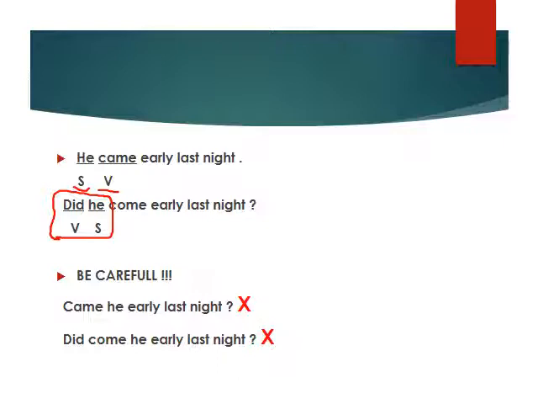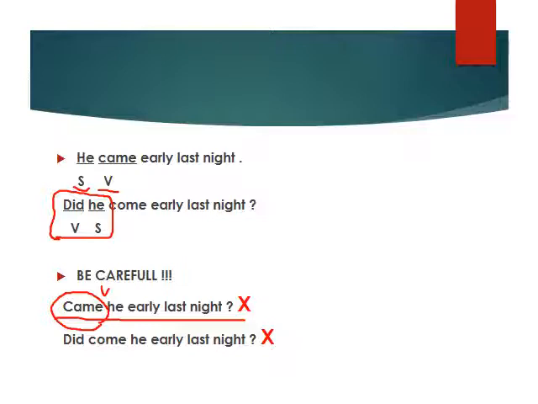Regarding this sentence, you should pay attention to two things. The first one: to form this sentence into a question, we need a helping verb. So we cannot invert the sentence like this: came he early last night? We cannot put the main verb came before the subject he. This is wrong. When we invert, we put the helping verb before the subject, not the main verb.